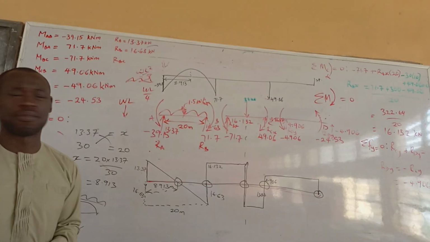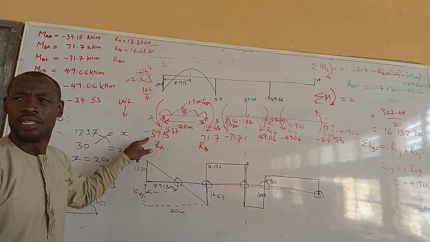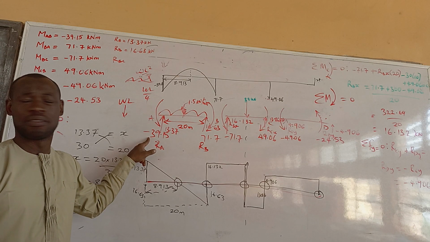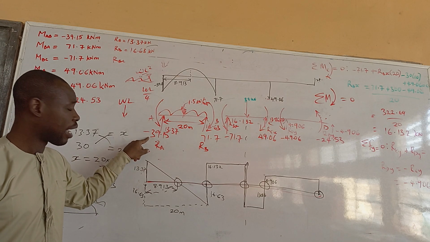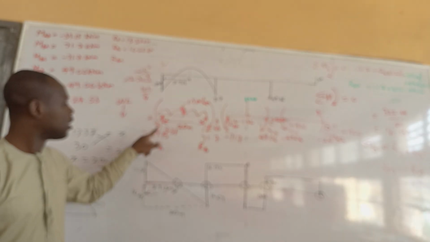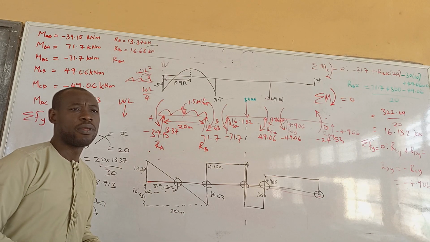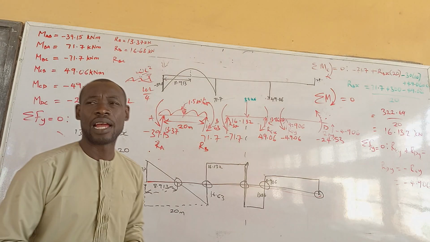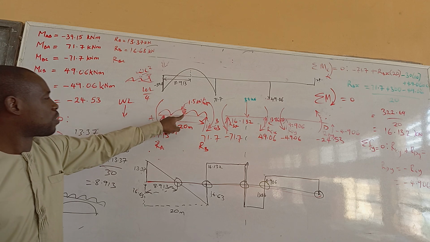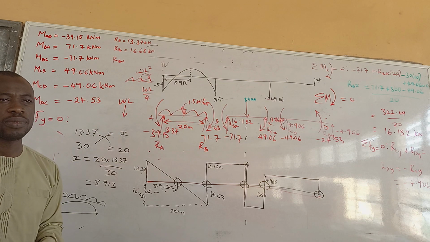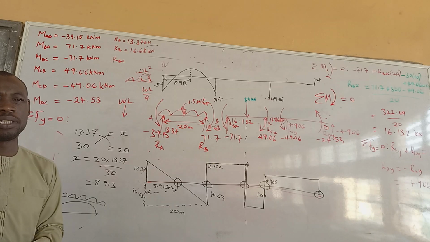What are the things that I have? I have a uniformly distributed load here, right? Sorry. I have a moment here, right? I have a shear force here, right? I have a uniformly distributed load here. And I also have a moment at this point, right? But because I am taking moment to this point alone, it is very easy for me to do the calculation.